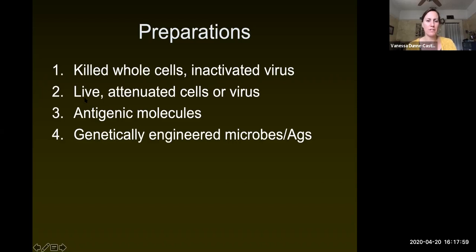Different types of preparation would be live attenuated virus or cell. That means that you're genetically modifying these things to be attenuated or less virulent. They can still come in and cause a low-grade infection, still mount an appropriate immune response, but they're not going to damage the cells like their wild-type counterpart does. Antigenic molecules, this is what's being done usually right now for coronavirus, is just taking the spike protein, the glycoprotein, and just using that protein itself to try to stimulate an immune response instead of putting the whole virus particle in, or genetically engineered microbes and antigens, which is another approach altogether.